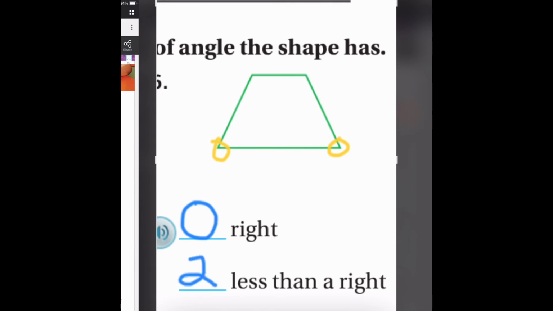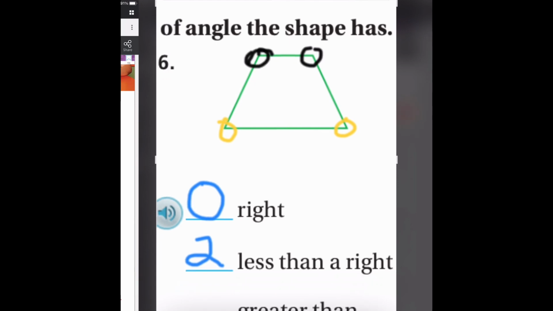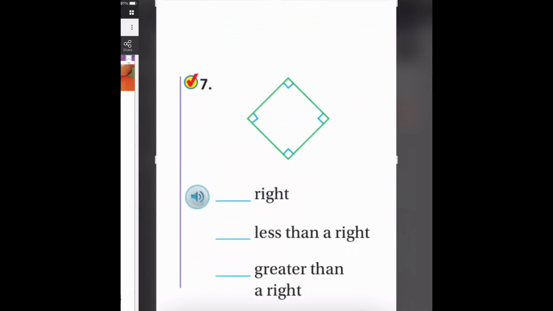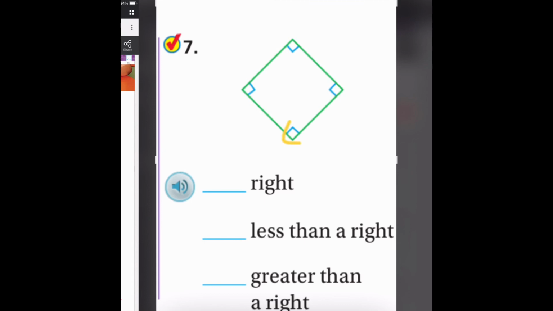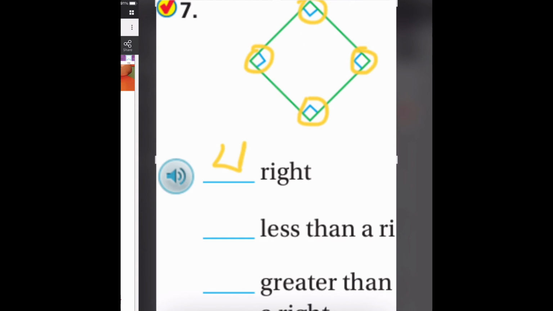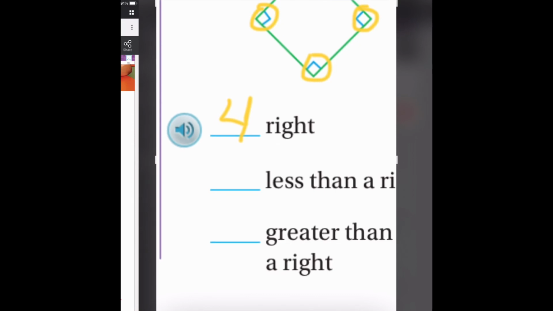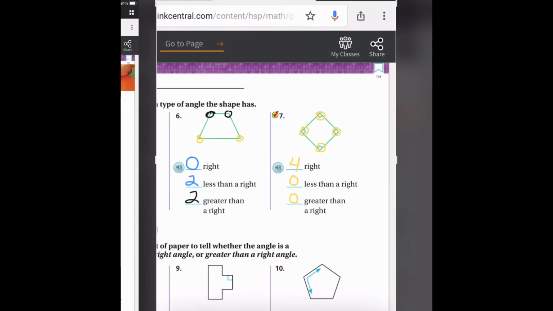And then I see 2 kind of wide angles, or they have kind of rounded corners almost if you look at them. Those are going to be greater than a right angle. We have 2 of those. 2 greater than a right angle. And finally, number 7, look at this. We have 1 of these, 2 of these, 3 of these, 4 of these, and there are 4 right angles there. And then that's all the angles. There are only 4 total, so that means we have 0 that are less than a right angle and 0 that are greater than a right angle.